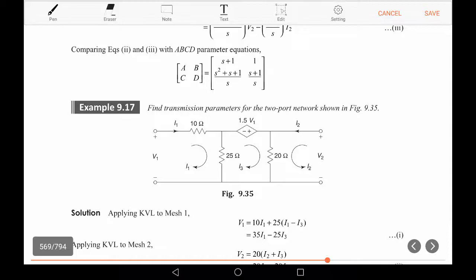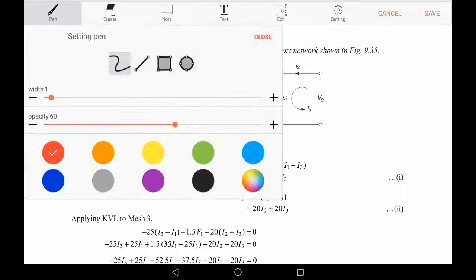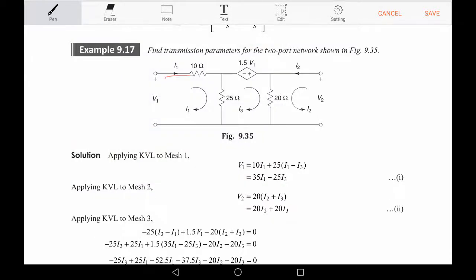We need to find the transmission parameters. As we discussed earlier, first we need to write the KVL equation for mesh 1. You can see the mesh 1 here. This is the mesh 1. I1 is the mesh current. So we need to write the mesh equation.